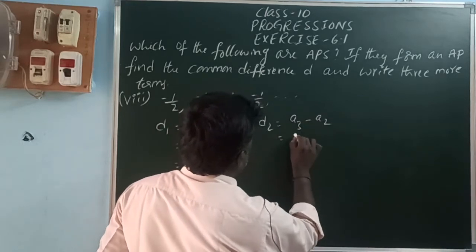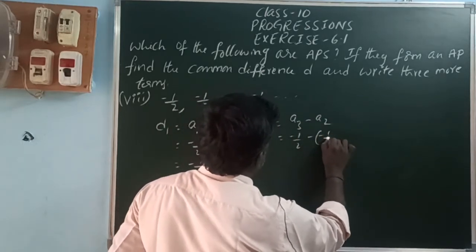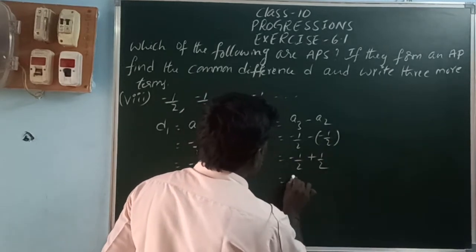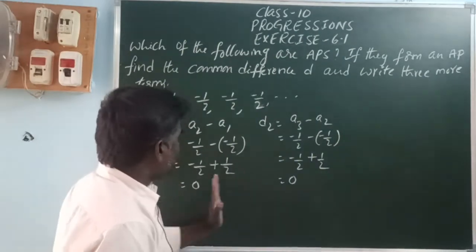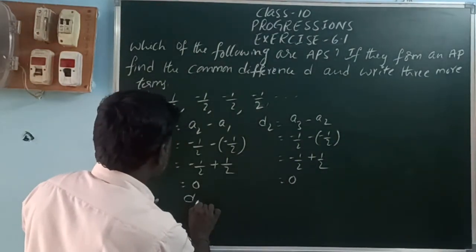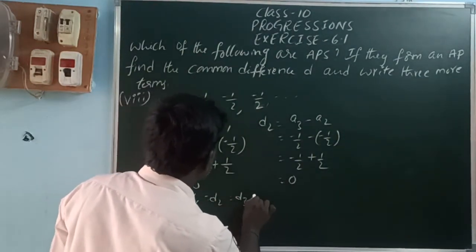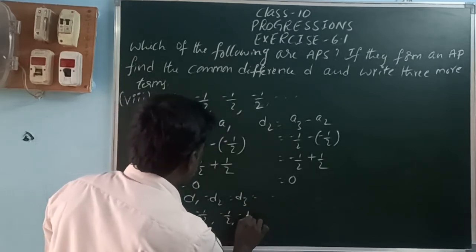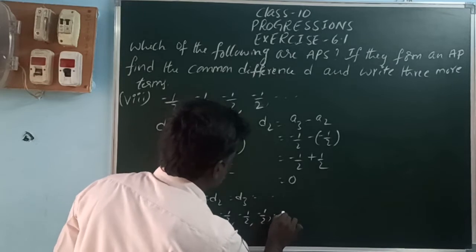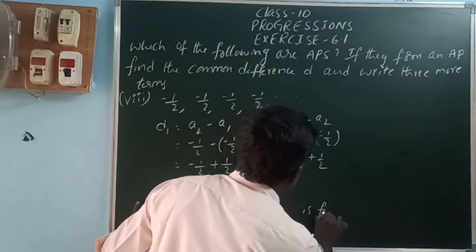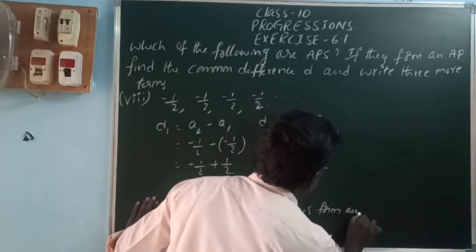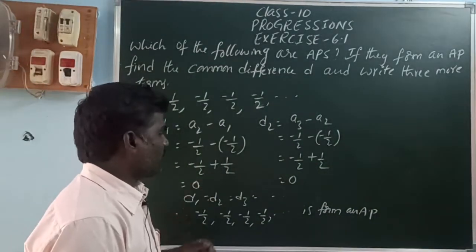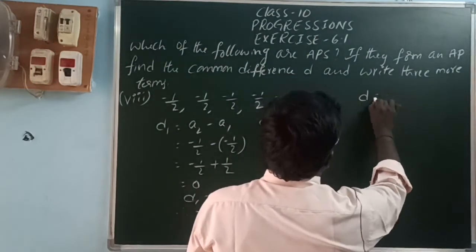Next common difference, a3 minus a2. That is minus 1 by 2 minus of minus 1 by 2, minus minus plus, minus 1 by 2 plus 1 by 2. So the common difference is 0. d1 is equal, d2 is equal, d3 is equal and so on. Therefore minus 1 by 2, minus 1 by 2, minus 1 by 2, minus 1 by 2 forms an AP. What is the common difference? 0.